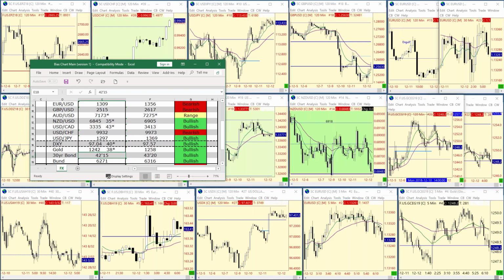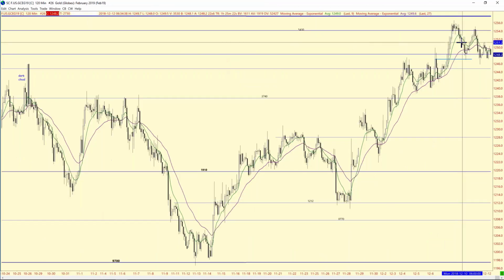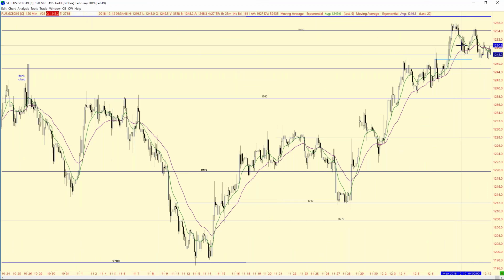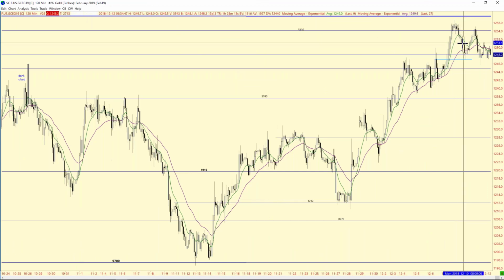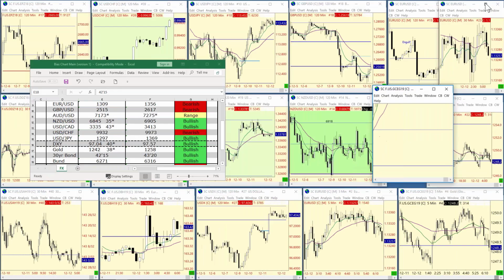On the upside for gold, it's right there, 1251. 1251 for right now, for today.